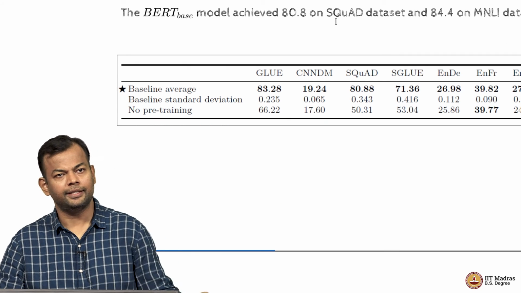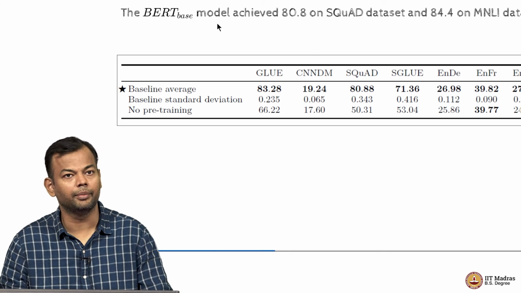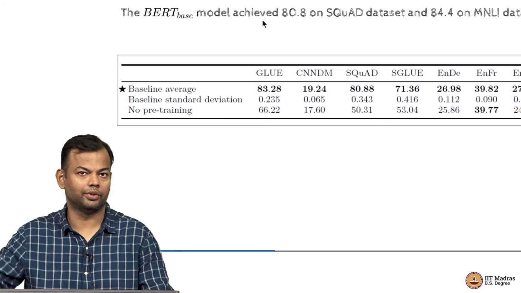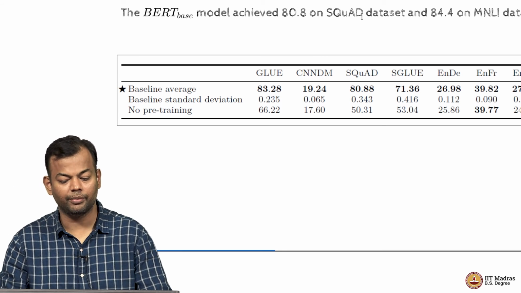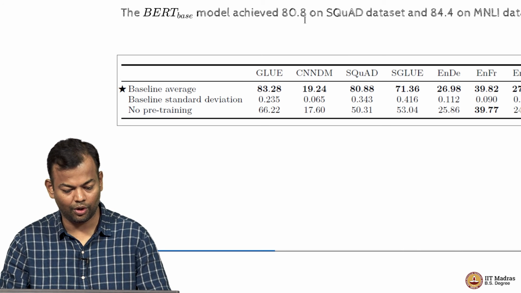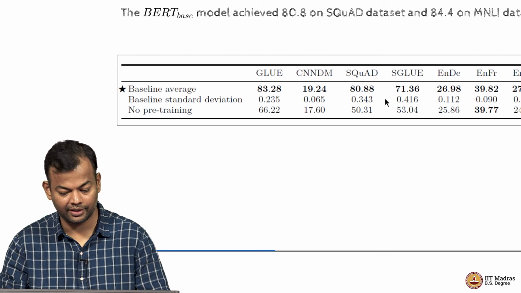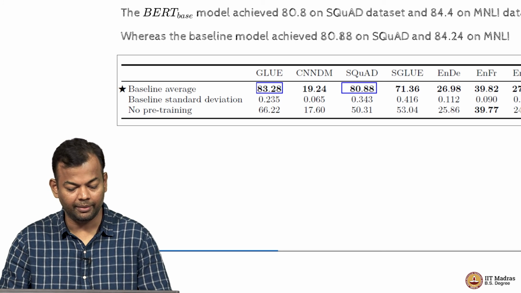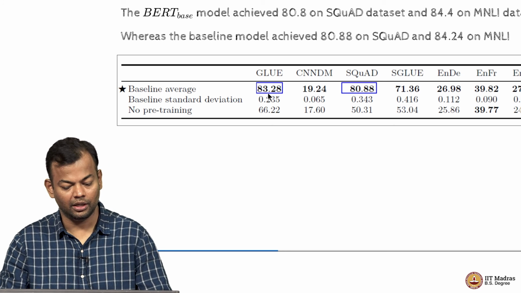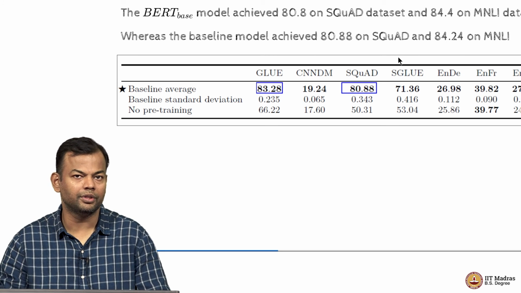So let's see. Before that, BERT, this was again around the same time, not same time, this is a bit later, but the BERT model was already there. And they had already shown that large scale models trained on large amount of data help. And actually, they had achieved quite good numbers on the SQuAD and the MNLI dataset. On SQuAD, they had achieved 80.8, whereas this was 80.88. And on the MNLI dataset, which is not listed here, they were 84.4. And as compared to them, the baseline model which these guys train, the scores were 80.88 and 84.24. So not too much of a difference.